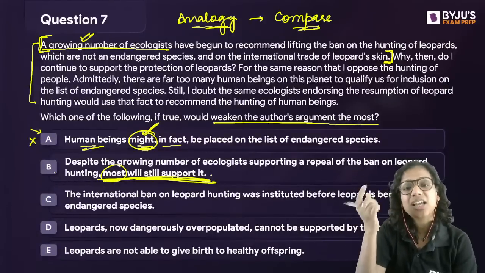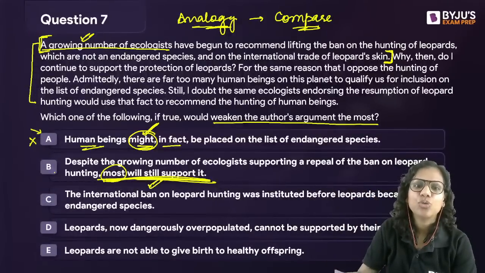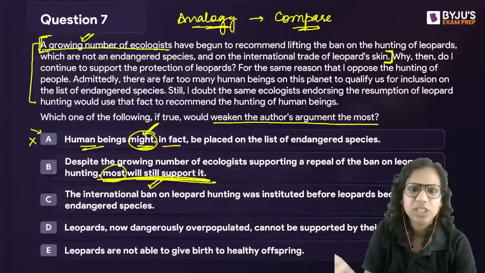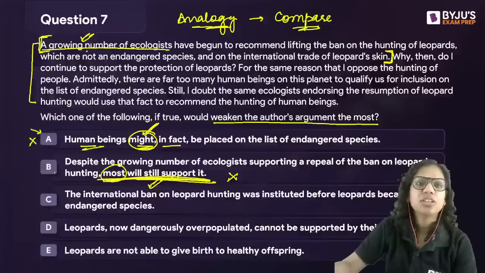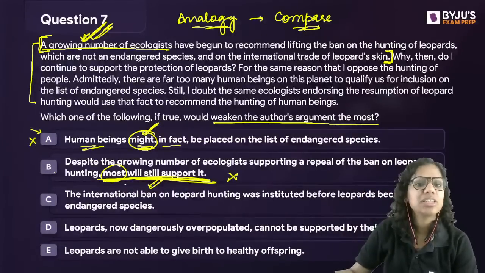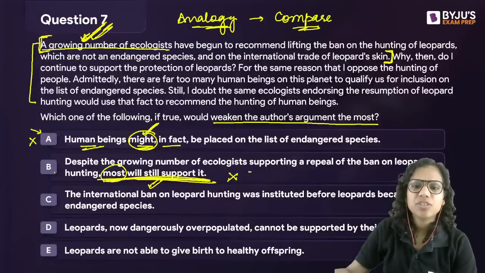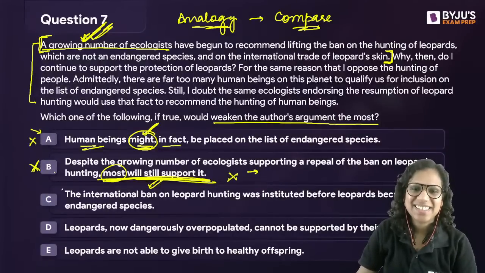If the author had said this, most are actually saying that lift the ban, and you say no, no, no, most are actually supporting the ban, then it would weaken. This is not weakening because the author has already acknowledged that a growing number is doing it. The author has never said that most are doing it. Okay? So this becomes a very tangential way of arguing. B is not the answer here.